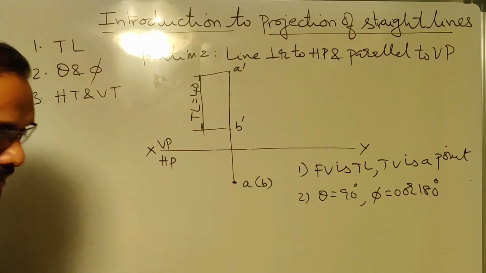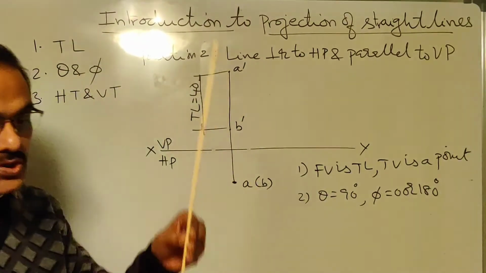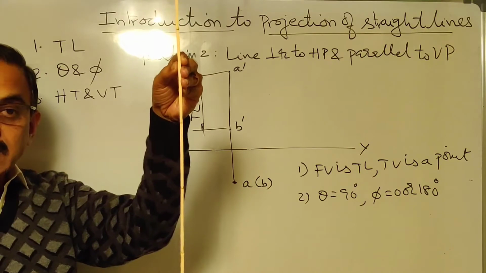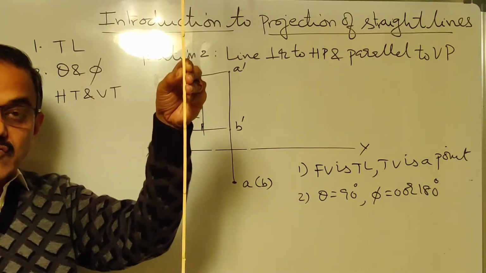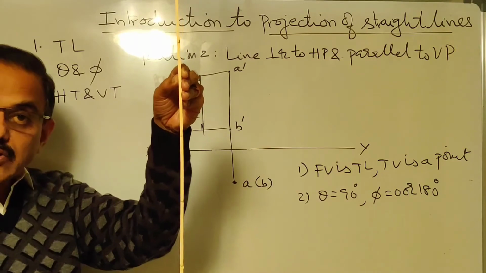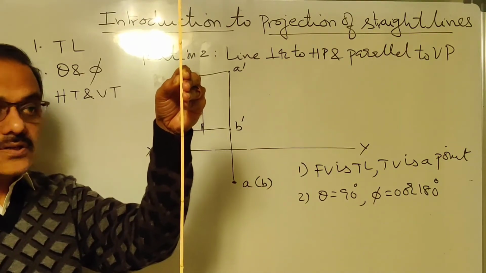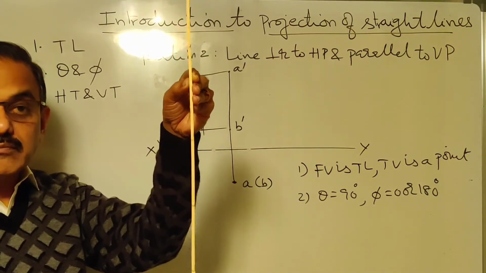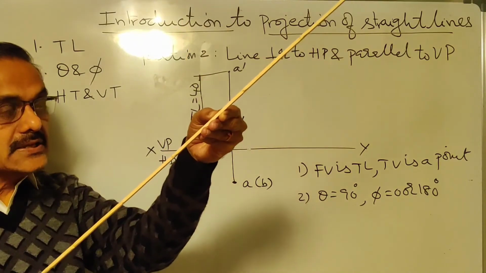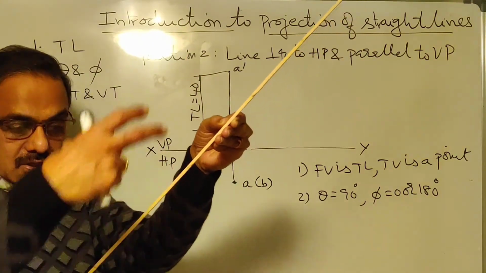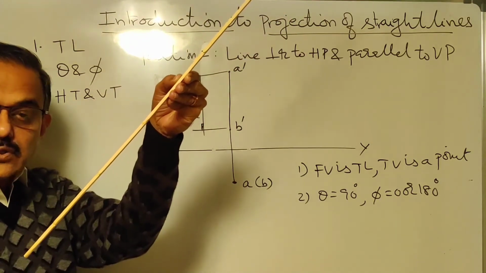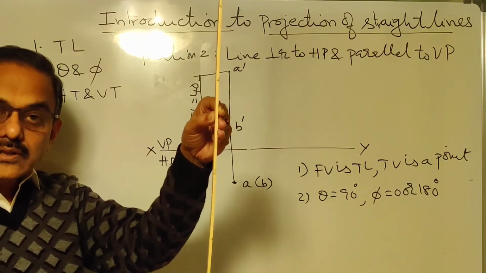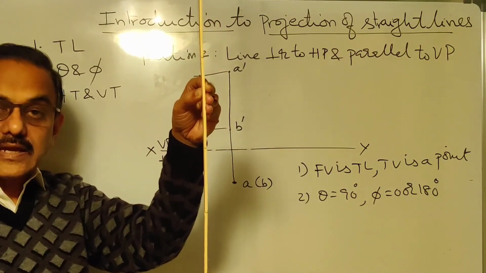Coming to the traces, will this line have HT? Yes, it will have HT because when I extend it, it meets the ground at some point. Where does it meet? It will exactly meet wherever you have the top view. In other words, in this case, the projection of the line and extension of the line are the same. Okay? When the line is like this, extension is like this, projection is like this. So they are different. But in this case, the projection and extension are the same. So the HT and the top view coincides. Okay.